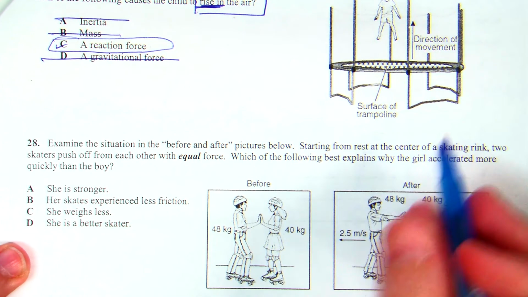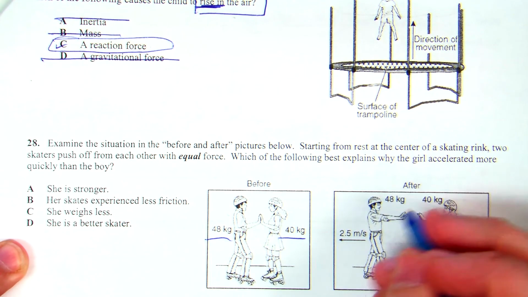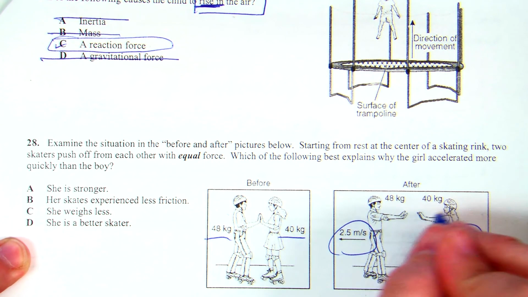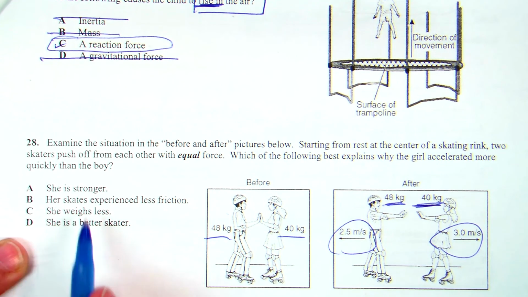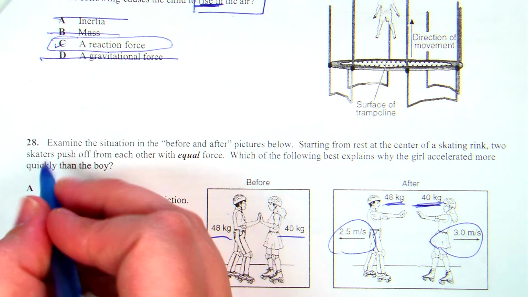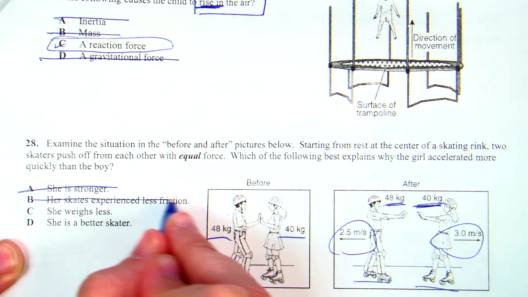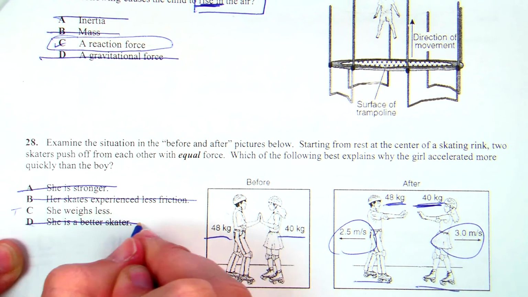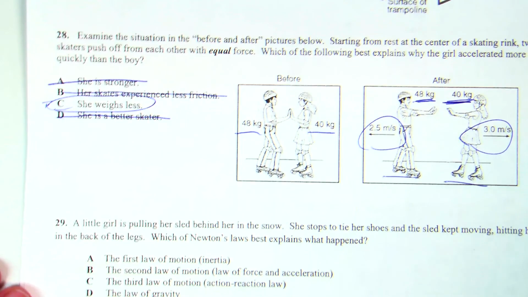All right. Examine the situation here. Okay. So you have these two people here. You got their mass. Got your acceleration. Okay. This definitely looks like second law. She's going faster. Why? Just because she's stronger? No, that would make him go faster. Her skates experience less friction? No, looks like the same surface to me. She has less mass? Yeah. She's a better skater? Has nothing to do with that. Should say less mass, not weighs less, but still the right answer.